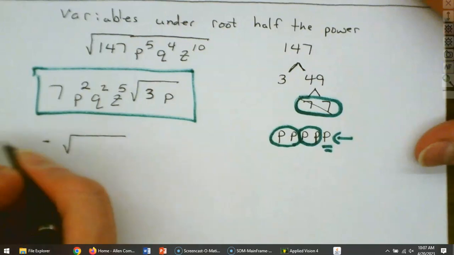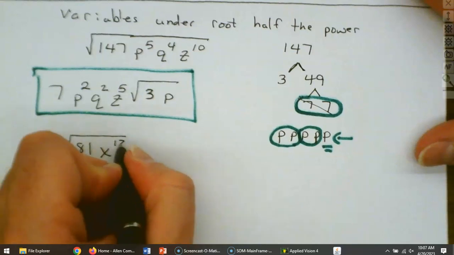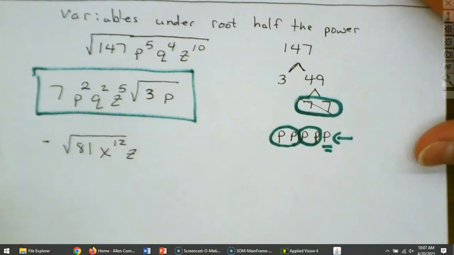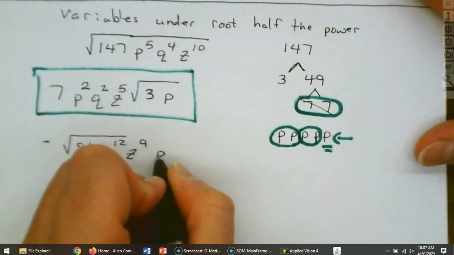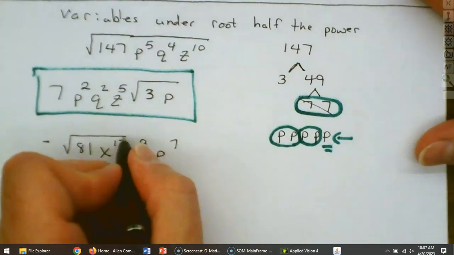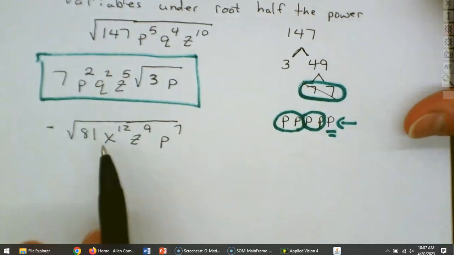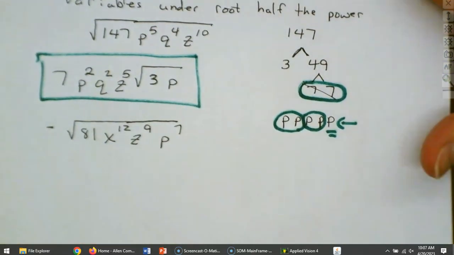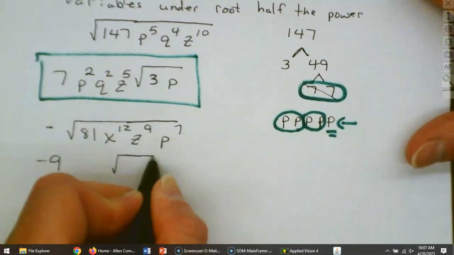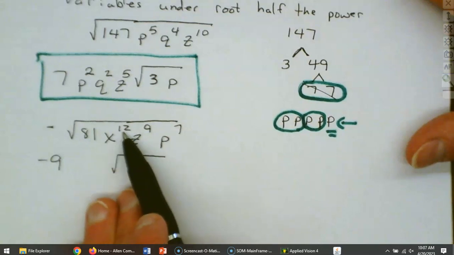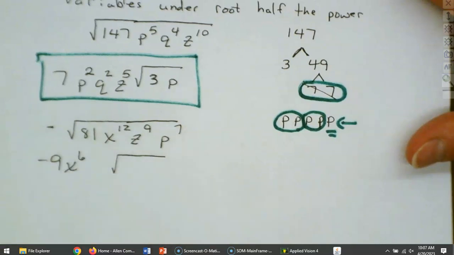Let's put a minus in front. Let's look at the square root of 81, x to the 12th power, z to the 9th power, p to the 7th power. The first thing I would look at is 81. Well, that's nice because 81, perfect square of 9. So that comes out. And now let's look at the x's. Okay, x's to the 12th power. Okay, 12 divided by 2 is a 6, so that comes out as a 6 there.